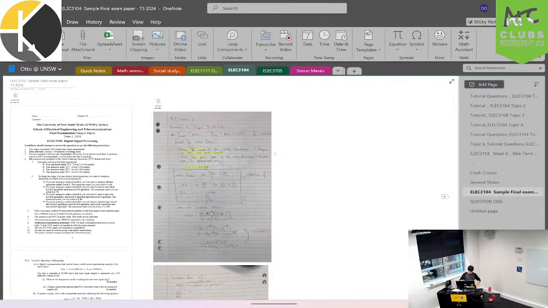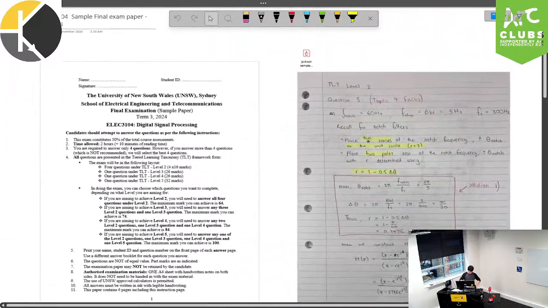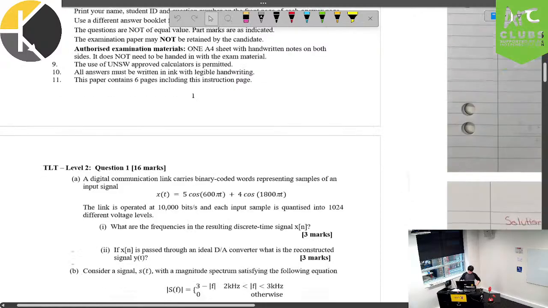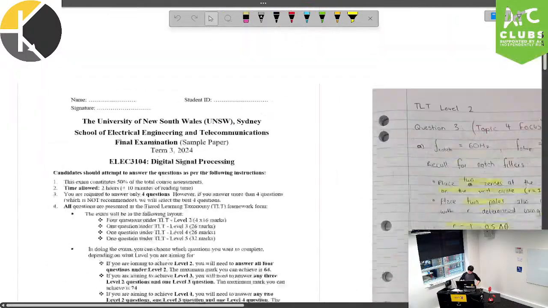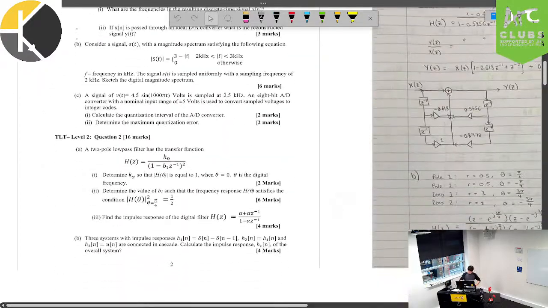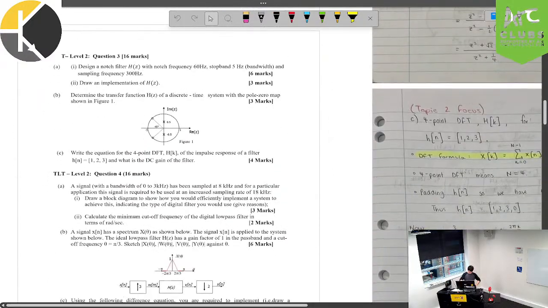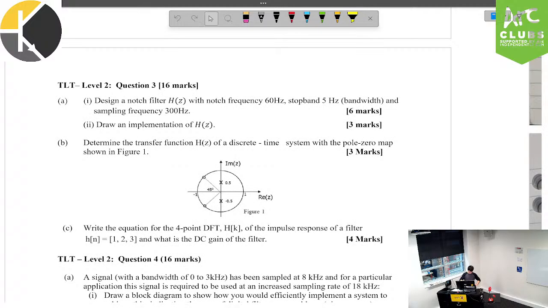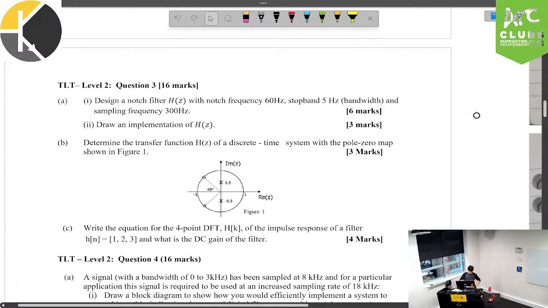Anyways, we have the sample paper. All right, so here's our sample paper. We'll be going through a couple of questions with a worked solution. So the first question we'll look at will be question 3 of TLT 2. All right, so just to remind everyone, feel free to ask questions during the seminar. More than happy to clarify things.